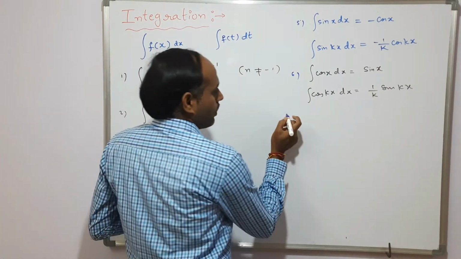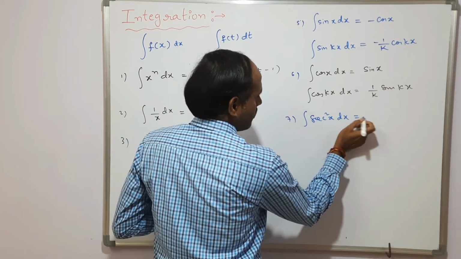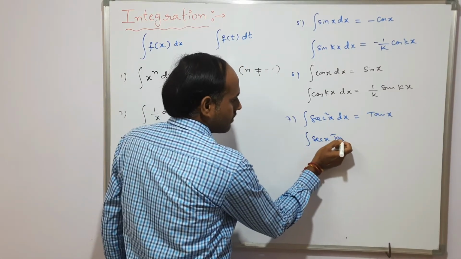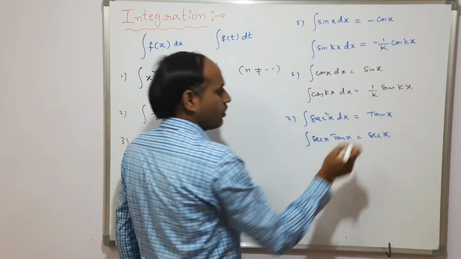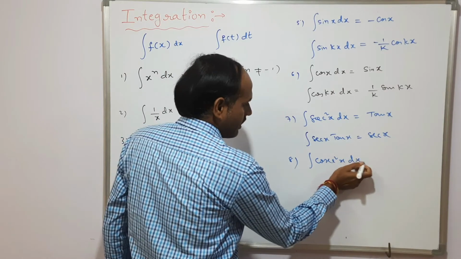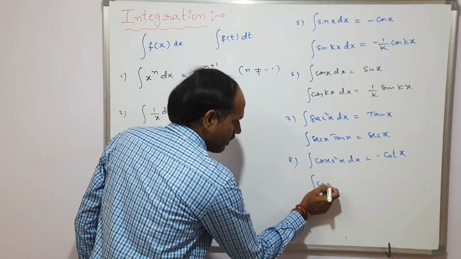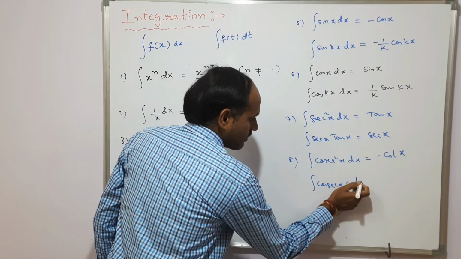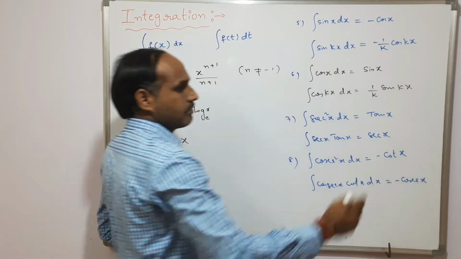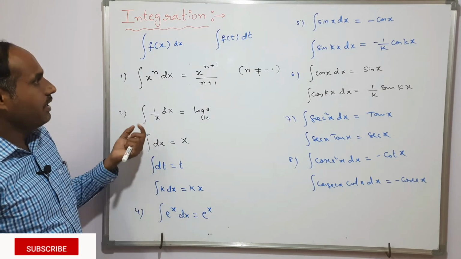Integral secant square x dx is equal to tan x, and integral sec x tan x dx is equal to sec x only. Again, integral cosecant square x dx is equal to minus cot x, and we have one more: integral cosecant x cot x dx is equal to minus cosecant x. So these are some basic formulas which we are using here.